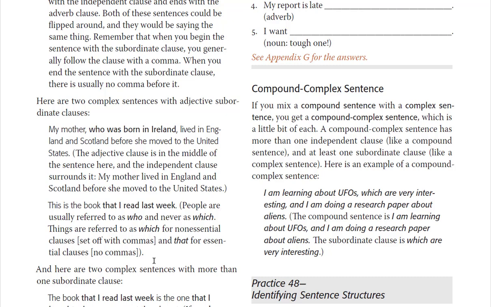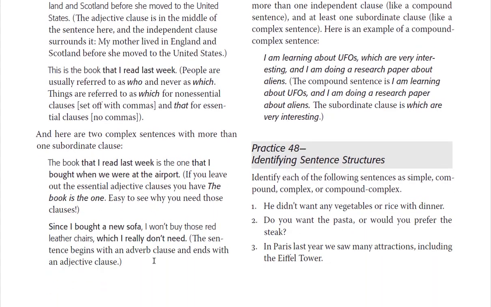bit of each. A compound complex sentence has more than one independent clause, like a compound sentence, and at least one subordinate clause, like a complex sentence. Here is an example of a compound complex sentence. I am learning about UFOs, which are very interesting, and I am doing a research paper about aliens. So the compound sentence is, I am learning about UFOs, and I am doing a research paper about aliens. So the subordinate clause is, which are very interesting. So when you combine the two together, you have a compound complex sentence.